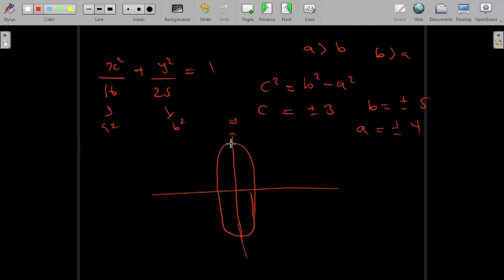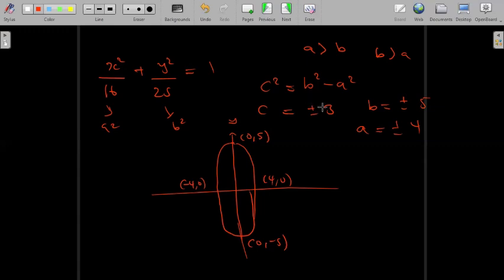So these values where it has cut there, on top is (0, 5), and down there is (0, -5). Then in the sides where it is cutting here, you have (-4, 0), and there you have (4, 0).